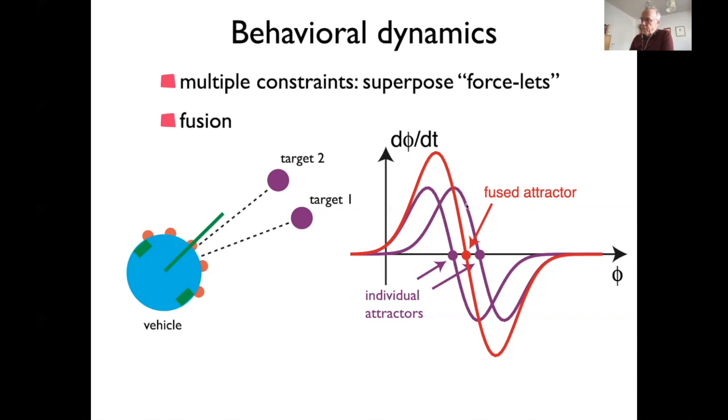These lila functions here, violet, reflect the contributions of the individual targets, and the red is the sum. And you see that sum has a fixed point that is at an average position between the 2 individual fixed points. It's also an attractor. And so the red curve has a single attractor. That's a fused attractor, so in the middle here.